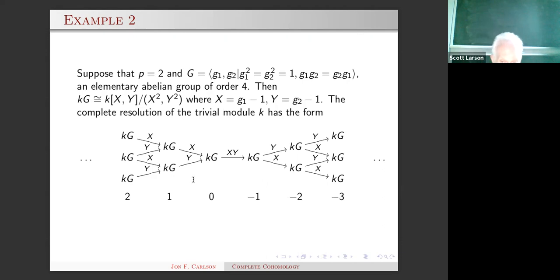And what you should note is that this gets bigger as you go to the left, and it gets bigger as you go to the right. But in the middle, it's kind of small. Now, what this means, and we'll try to convince you of it in a minute, is that to define cohomology products we define them as compositions of chain maps.